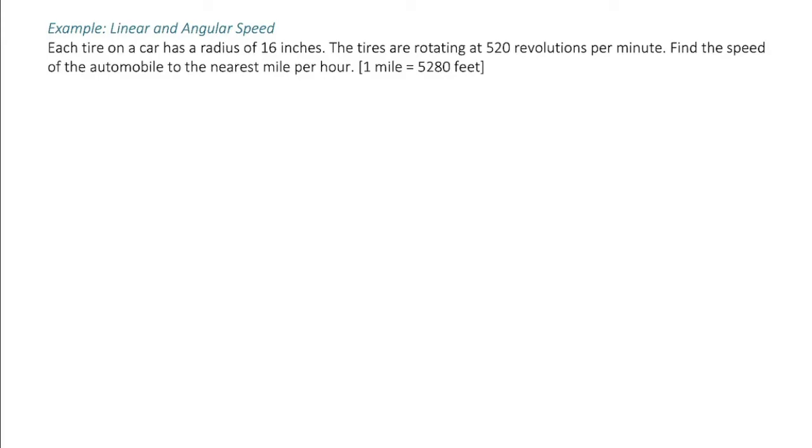Each tire on a car has a radius of 16 inches. The tires are rotating at 520 revolutions per minute. Find the speed of the automobile to the nearest mile per hour.